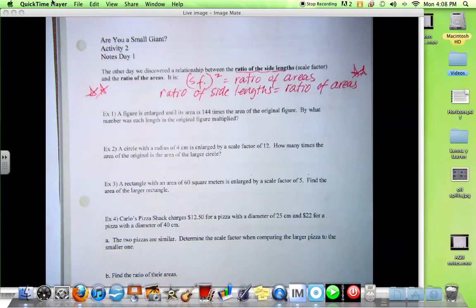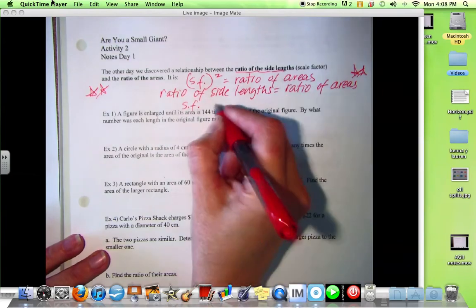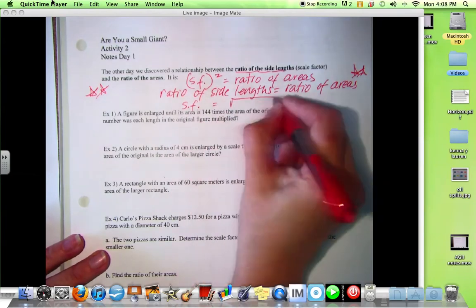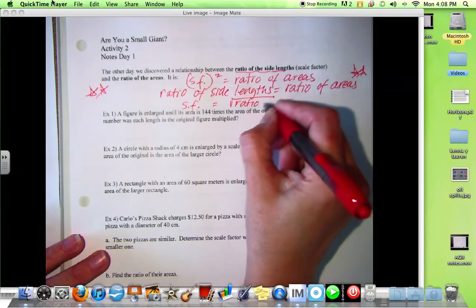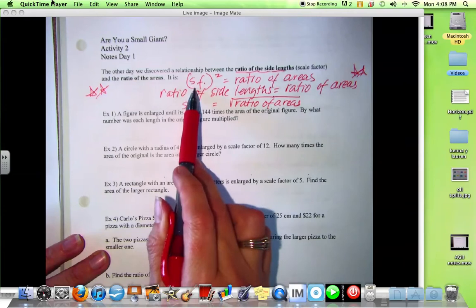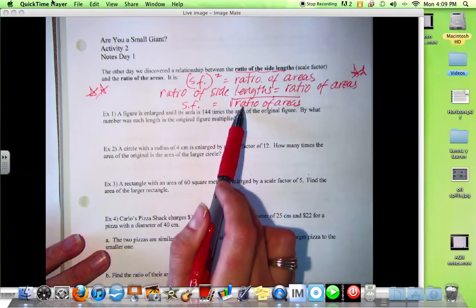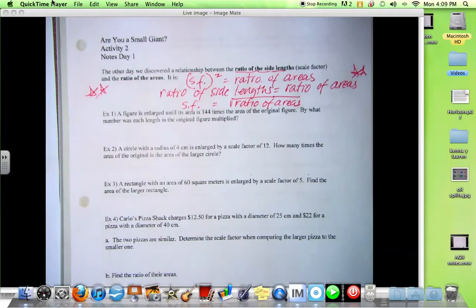Now, if we want to find the scale factor and we're given the ratio of areas, we take the square root of the ratio of areas. Works both ways. Scale factor squared gives us ratio of areas. If we're given ratio of areas, we take the square root, we can find the scale factor. So when you're reading through these problems, you have to determine what's given to you, either scale factor or area, to determine what you need to find. So you're either going to take the square root of something or you're going to square something.